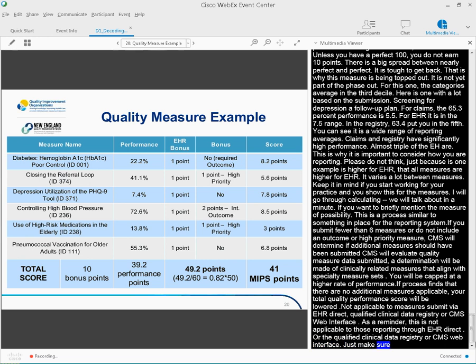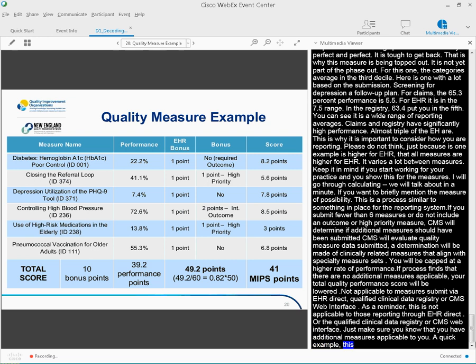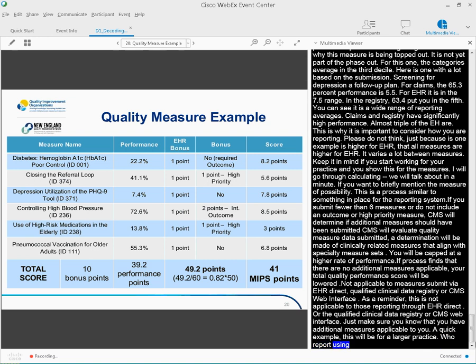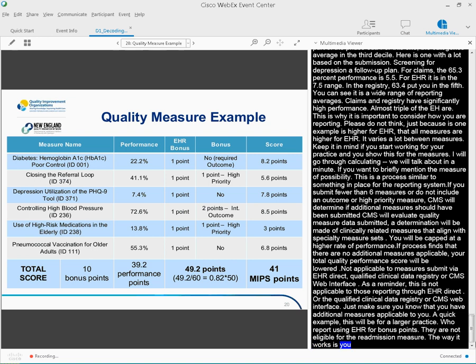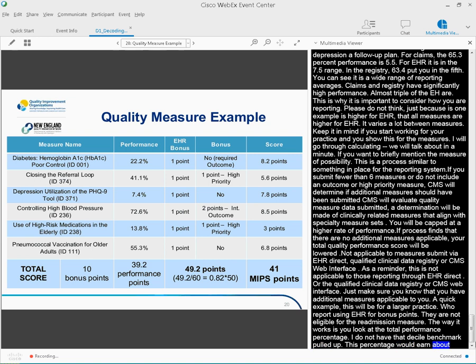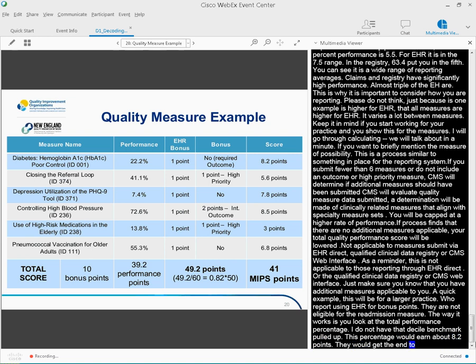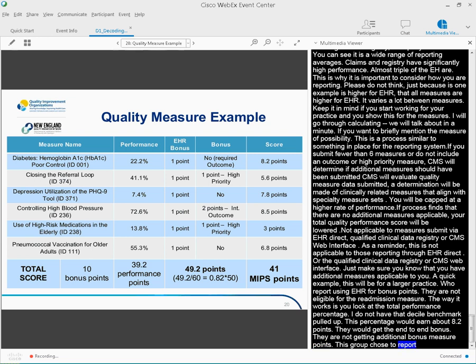So a quick example. This is going to be for a larger practice that chooses to report using, let's say, EHR as their method because they're getting the bonus points for the EHR, and they're not eligible for the all-cause readmission measure. So the way it works is you would look at the total performance percentage, and then going across, I don't have the decile benchmarks pulled up, but this percentage would earn about 8.2 points. They would earn the EHR end-to-end bonus. It is their required outcome measure, so they're not getting any additional bonus measure points there. This group also chose to report on closing the referral loop. They got 41.1%. They did get that EHR bonus as well.